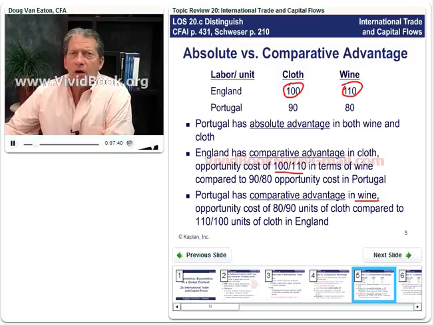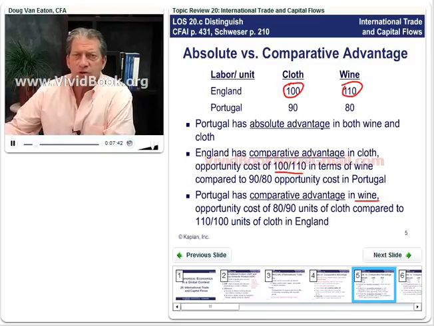Now, how much cloth does Portugal give up producing wine? Well, we've got 80 units of labor to produce the wine. We've got 90 units of labor to produce the cloth. So each unit of wine has a cost of 8/9 of a unit of cloth.